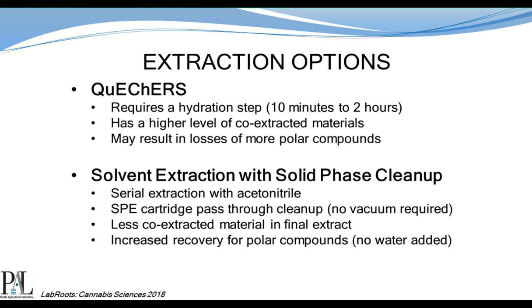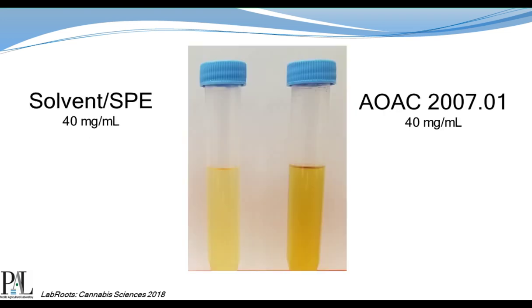With the solvent extraction and the solid phase cleanup, we're doing a serial extraction with acetonitrile, and then that extract is passed through an SPE cartridge, and it does not require any vacuum. You're just going to collect that eluent. You see a lower level of co-extracted material using this technique, and then your recovery for the polar compounds is actually going to increase as well because you don't have that water addition.